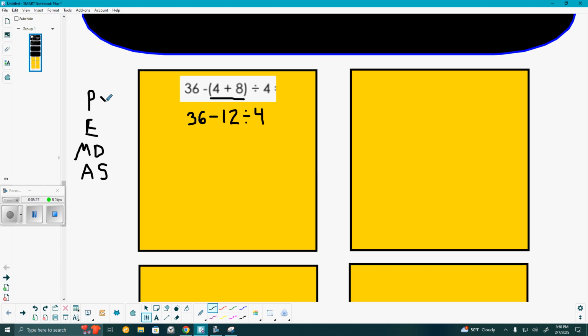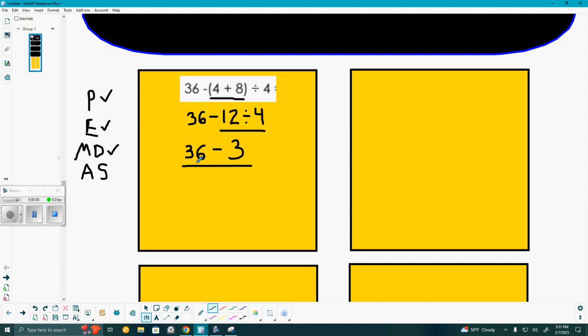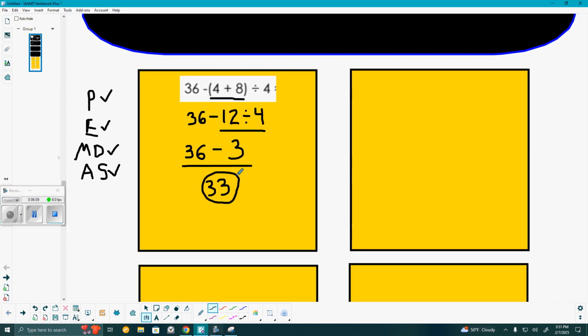Next, I look at exponents. I don't have any exponents, so I can skip that step. Multiply and divide. I have divide, so I'll do division first. 12 divided by 4 is 3. I'm dropping down 36 minus because I haven't used it. I have no more multiply and divide. My very last step is to add and subtract. I have subtraction here. 36 minus 3 is 33. So 33 is the value of my expression.